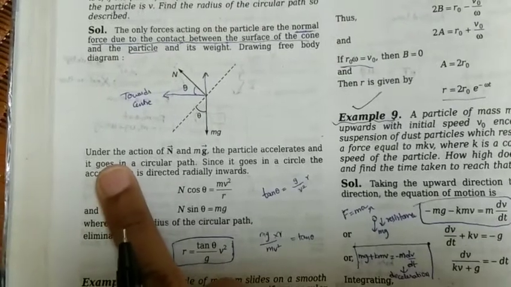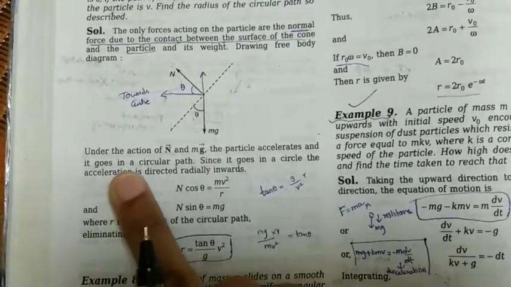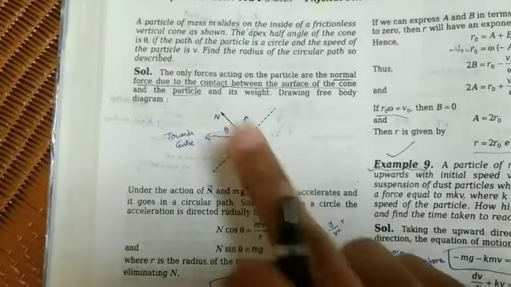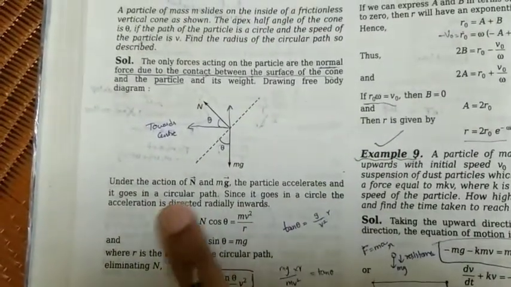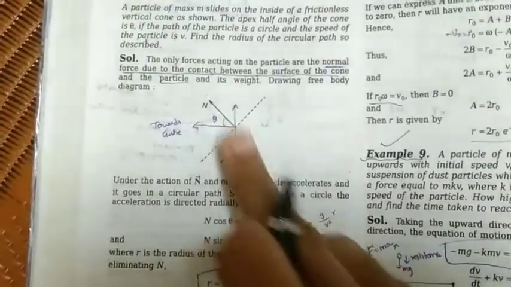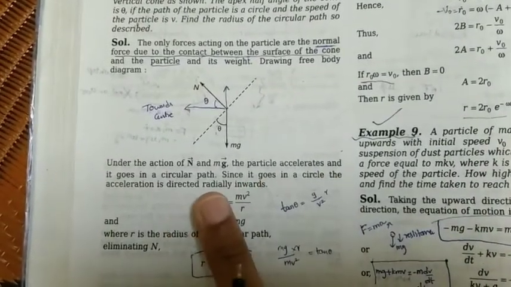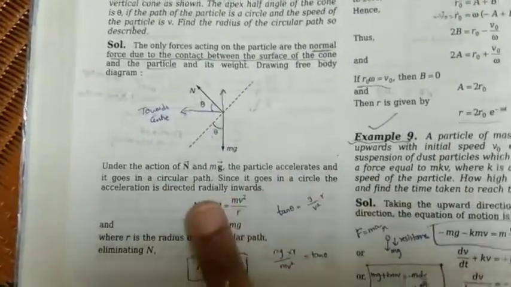So now under the action of n and mg, the particle accelerates and it goes in a circular path. Because of this gravitational force and this contact normal force, the particle accelerates and it moves in a circular path. So these two forces would support the particle to go in a circular path. Since it goes in a circle, the acceleration is directed radially inward.